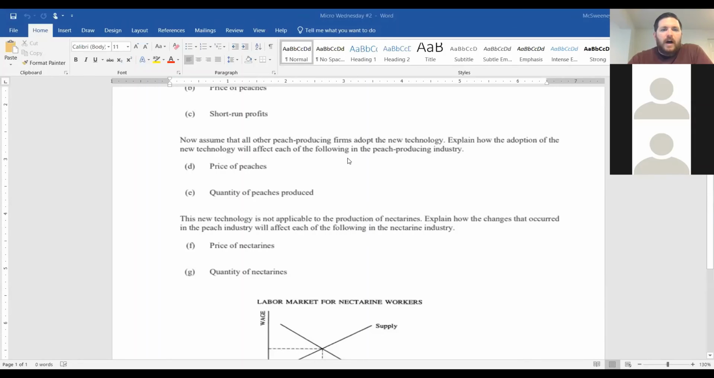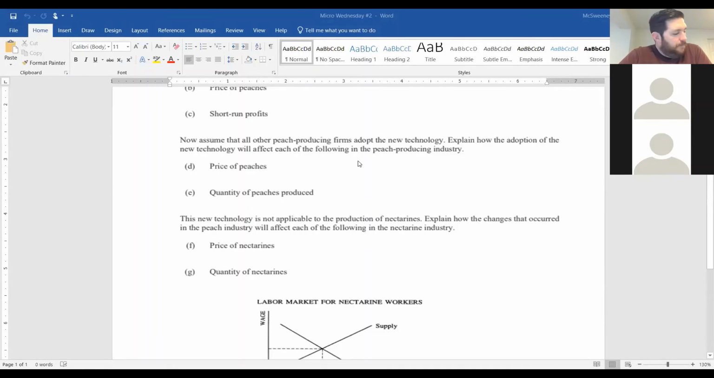Now assume that all other peach producing firms will adopt new technology. Explain how the adoption of the new technology will affect each of the following in the peach producing industry. Okay, so this is just pretty much a supply and demand graph. It's asking for question D, price of peaches. Well, we know that the price of peaches is going to decrease.